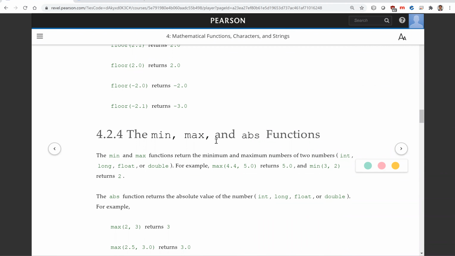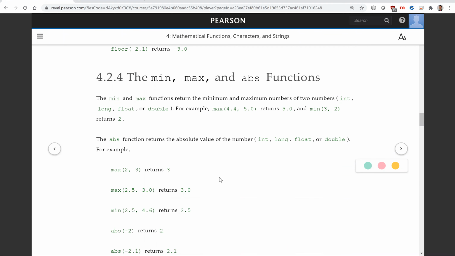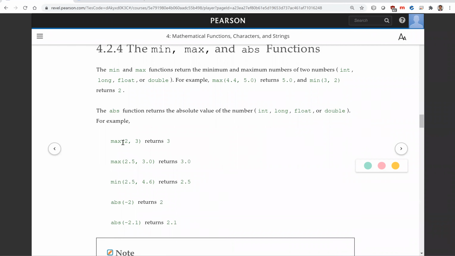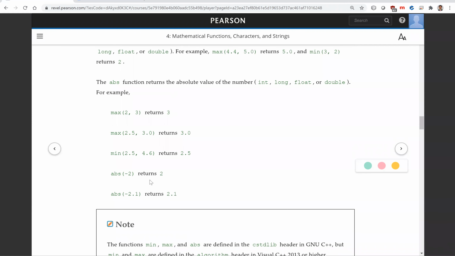The min, max, and abs functions. max returns the larger of the two values, and min returns the smaller of the two values. abs returns the absolute value.